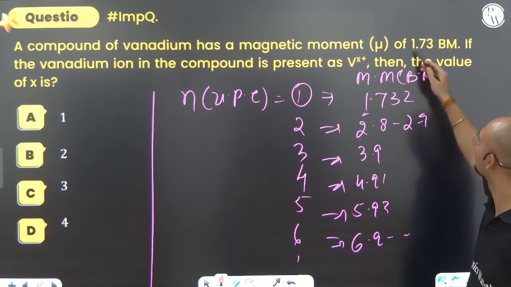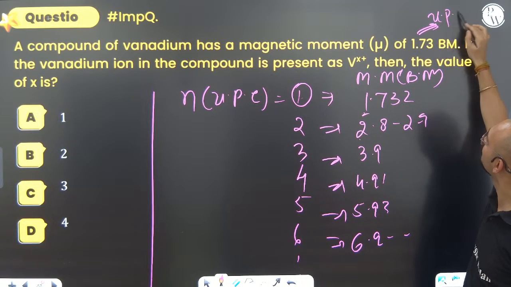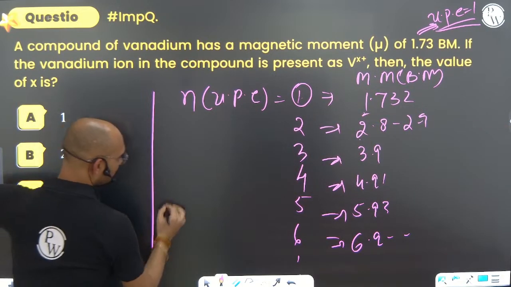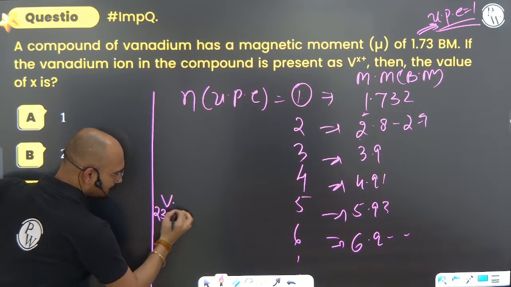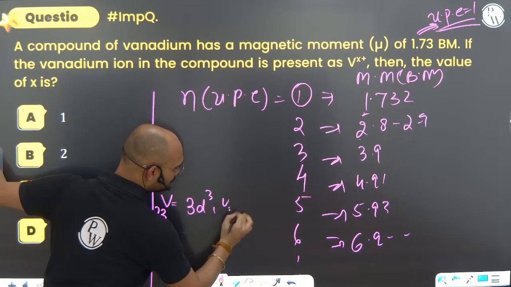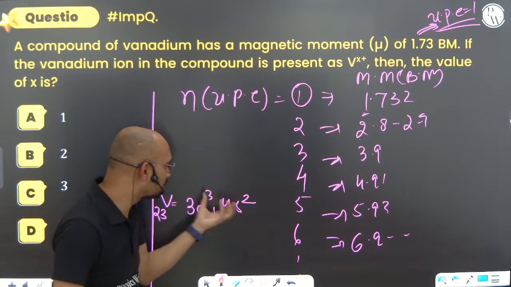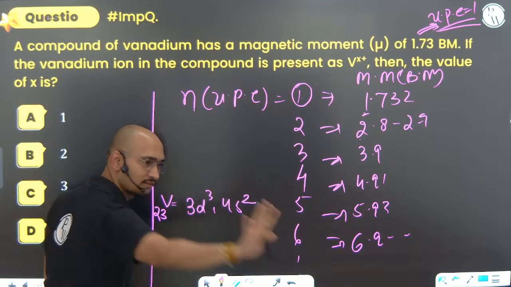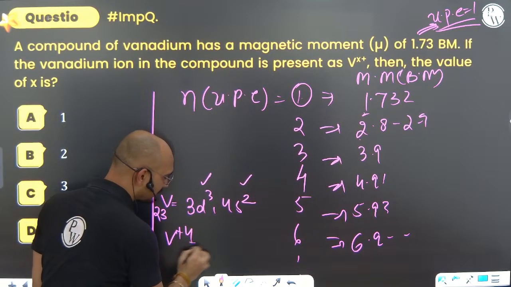So if it is giving 1.73 Bohr magneton, how many unpaired electrons? Unpaired electron is 1. It is talking about vanadium. Can you tell me the atomic number of vanadium? Of course, 23. So it will be 4s2 3d3. To make only one unpaired electron, how many electrons do you have to remove? 2 from s and 2 from d. So of course, the total electrons are 2 plus 3, which is 5. To remove 4 electrons.